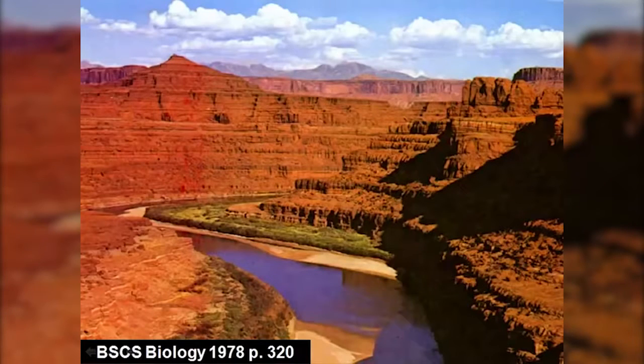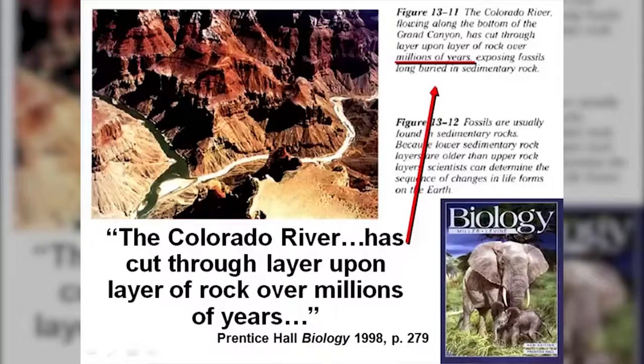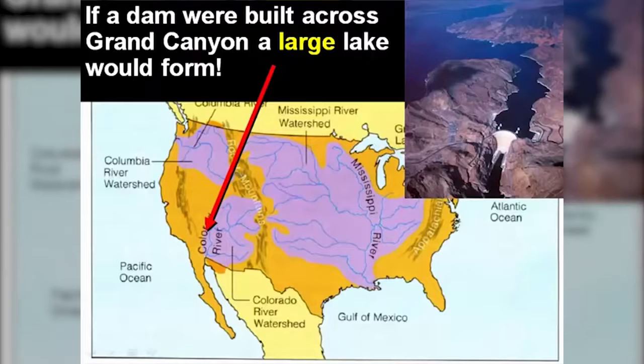Here we have the Grand Canyon. This textbook says over millions of years, the Colorado River has carved out the Grand Canyon from solid rock. This textbook says the Colorado River has cut through layer upon layer of rock over millions of years. I don't think so. If a dam were built across Grand Canyon, a large lake would form.